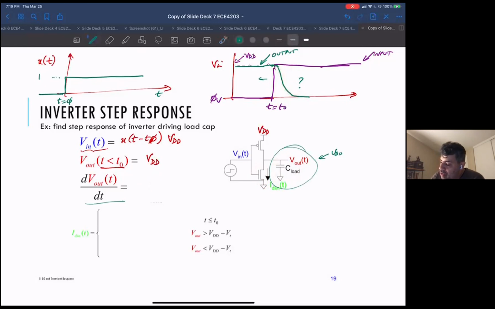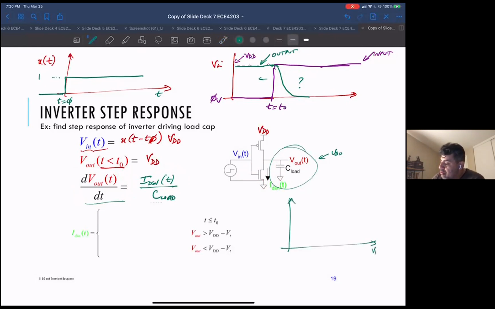So you could grossly say this is IDSN over C load. Basically the current through this guy is discharging the load. As a function of time, depending on how this current changes, this voltage changes. Now the complication is that this transistor has various operating points.